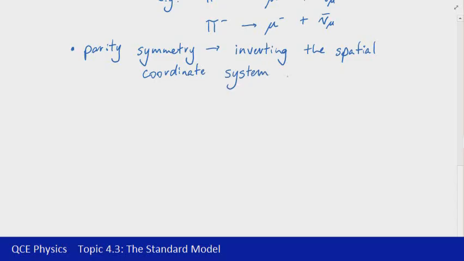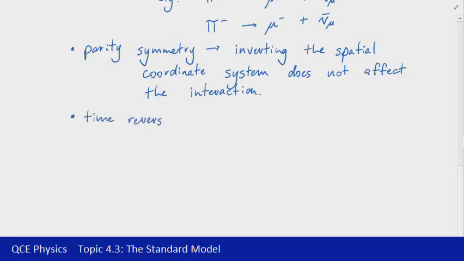Another way to think of that is to look at the mirror image. So flipping everything in the x, y and z axes, we're going to see everything being mirror reversed effectively. We'll come back to that when we consider all three of these together. And finally is the time reversal symmetry.